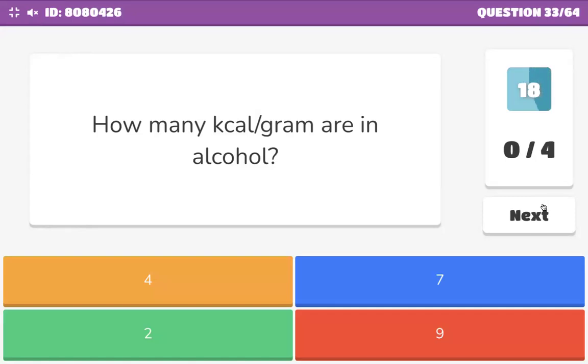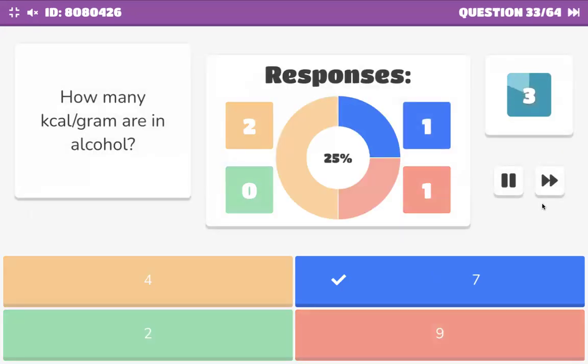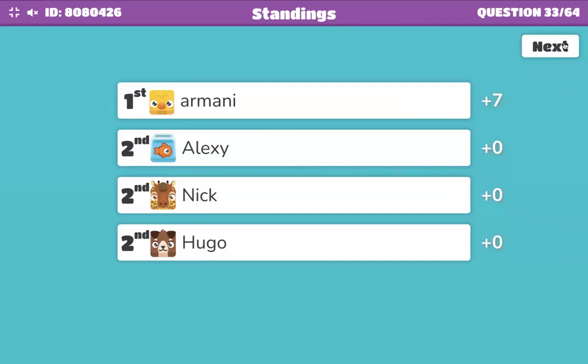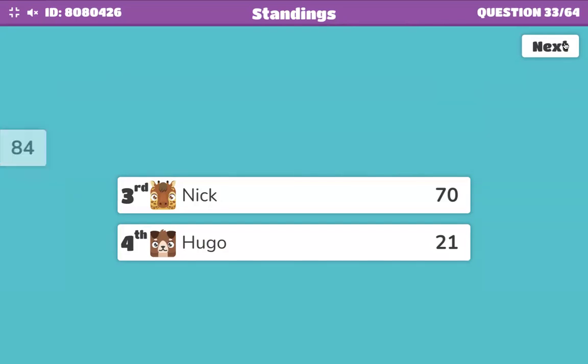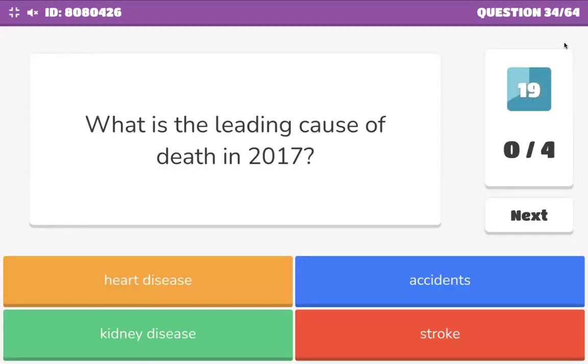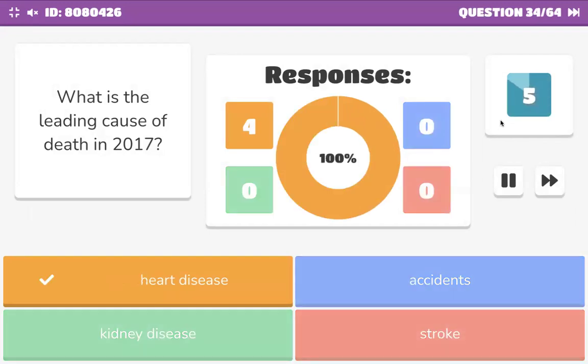How many kcal per gram are in alcohol? They are denser than proteins and carbs, but less dense than lipids. What is the leading cause of death in 2017? Heart disease.